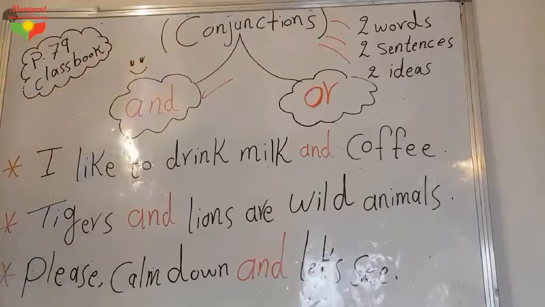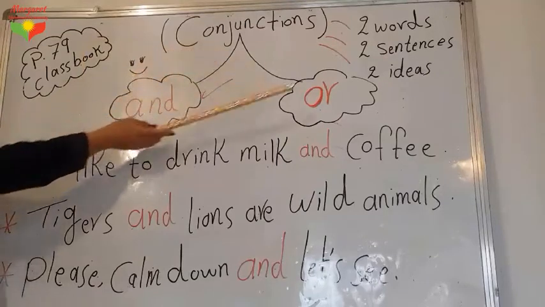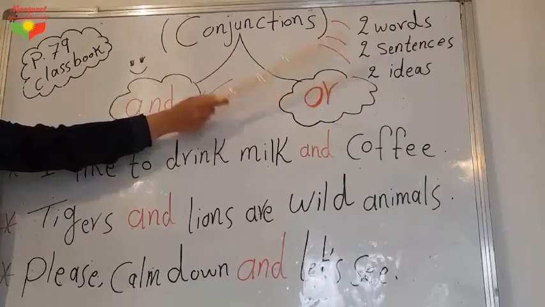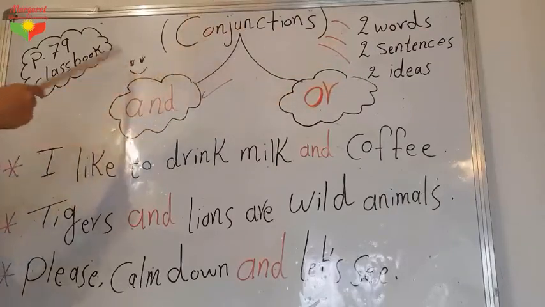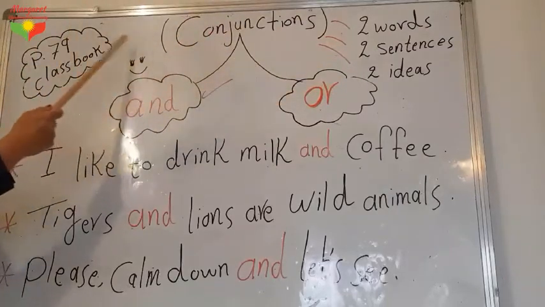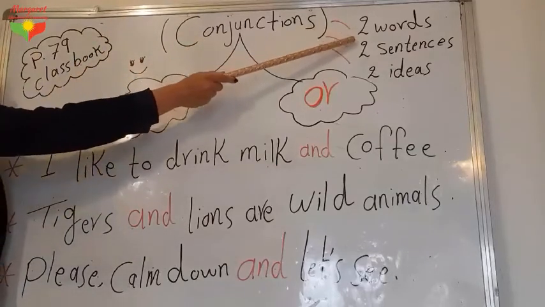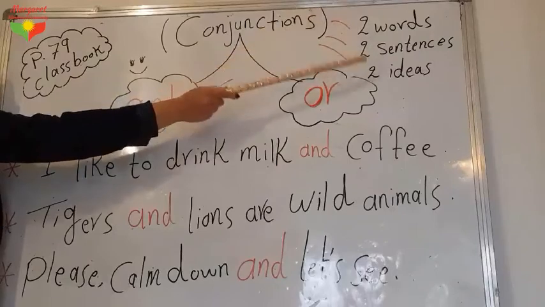It doesn't matter if you don't know grammatically what this word means. Let me explain it for you briefly. Conjunction means when you combine, when you connect, when you join two words, two sentences, or two ideas together. These three words have the same meaning.